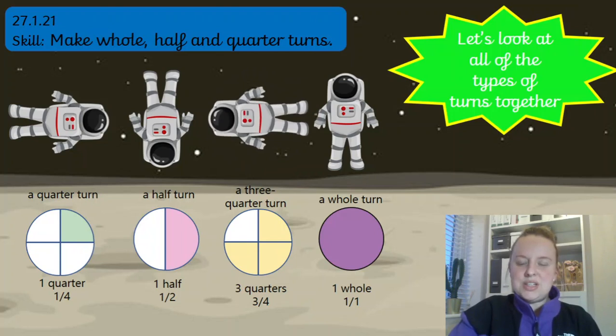So he's on his side like the first astronaut, but he's facing in the opposite direction. He has done a 3/4 turn. So 3/4. And we can write that as 3/4. Can you see that 3 of the sections of the circle are shaded in? Let's look at the last astronaut. So he did a whole turn, 1 whole turn. So you can see the whole circle is coloured in.